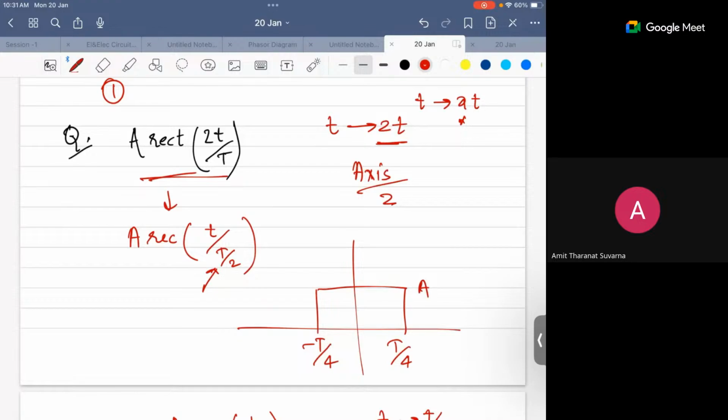Or you can think in that way that this function you can just write in this way: A rect of t by tau by 2. And you already know that the denominator part represents the width of the rect function. If the width is tau by 2, then it should start from minus tau by 4 to tau by 4, because you already know that the rect function is symmetrical about the y-axis. Clear? Yes, sir.